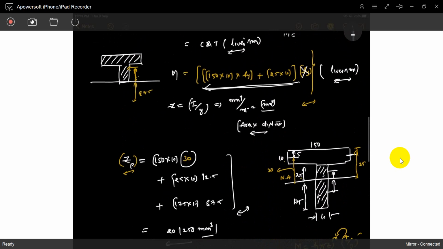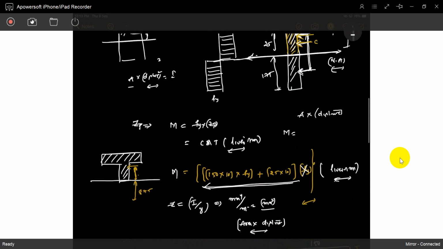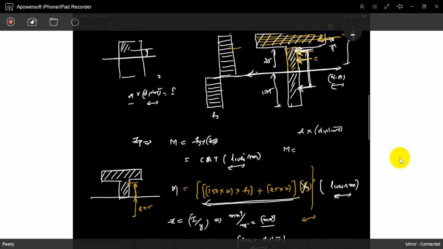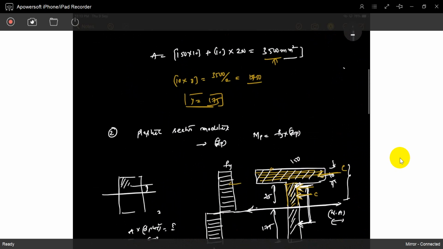What is a section modulus? What is a plastic neutral axis? This is an irregular shape. For a regular shape, is it easy? It is easy. But this is an irregular shape. That's why I did this one problem. Okay.